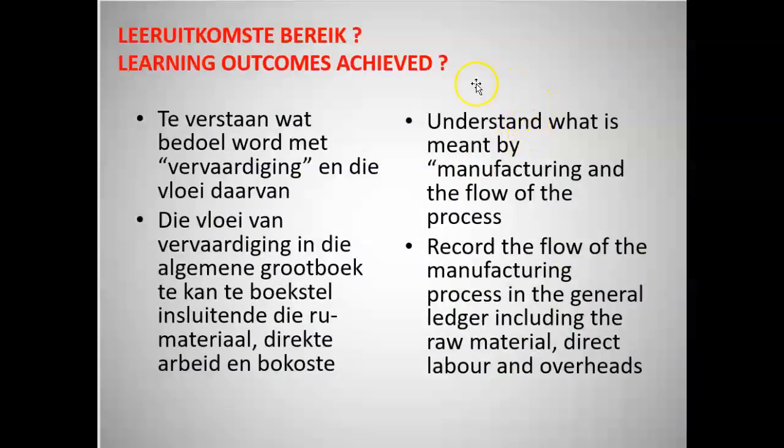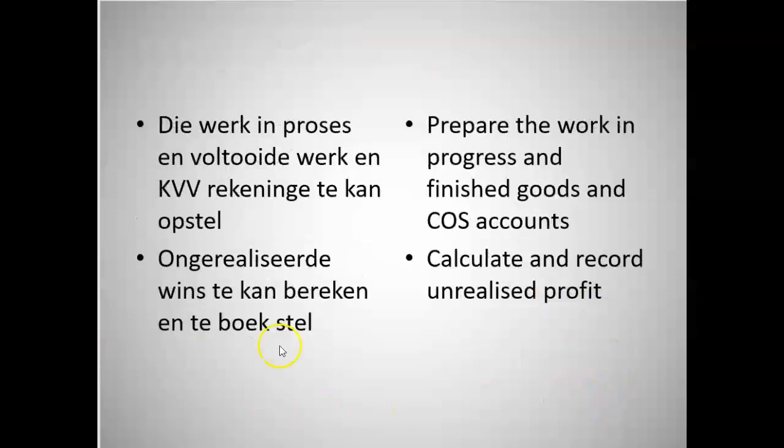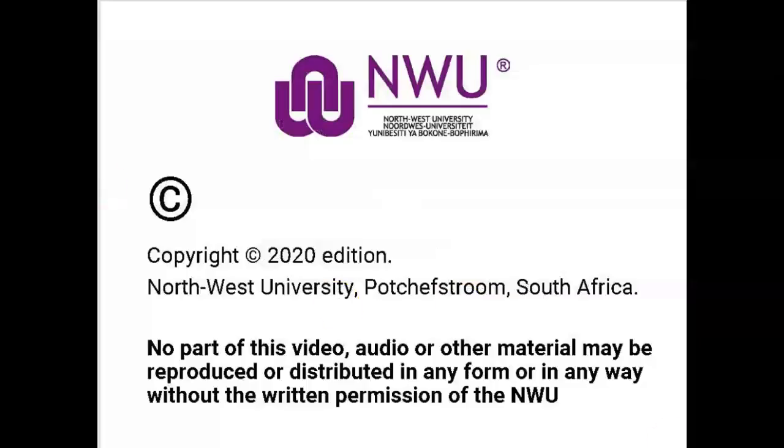Right. So have we achieved what we wanted to achieve? Do you know what is meant by manufacturing and the flow of the process? Can you record the flow of the manufacturing process in the general ledger, including raw material, direct labor, and overheads? Can you prepare the work in progress account? Can you prepare the finished goods and the cost of sales accounts? And can you calculate and record unrealized profit? Guys, manufacturing is actually very nice to do. If you understand the flow and you understand this whole principle of unrealized profit, it is really not difficult and I really cannot catch you out.